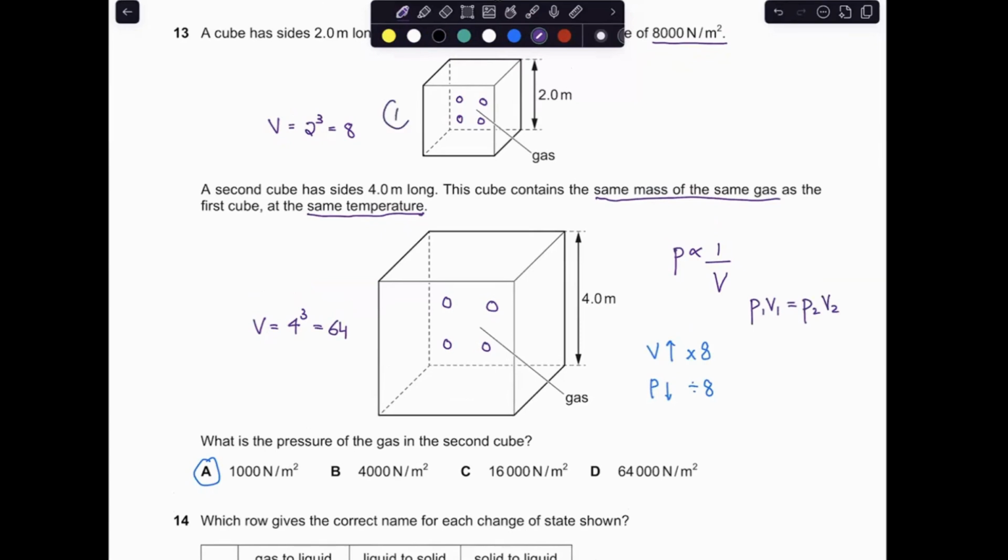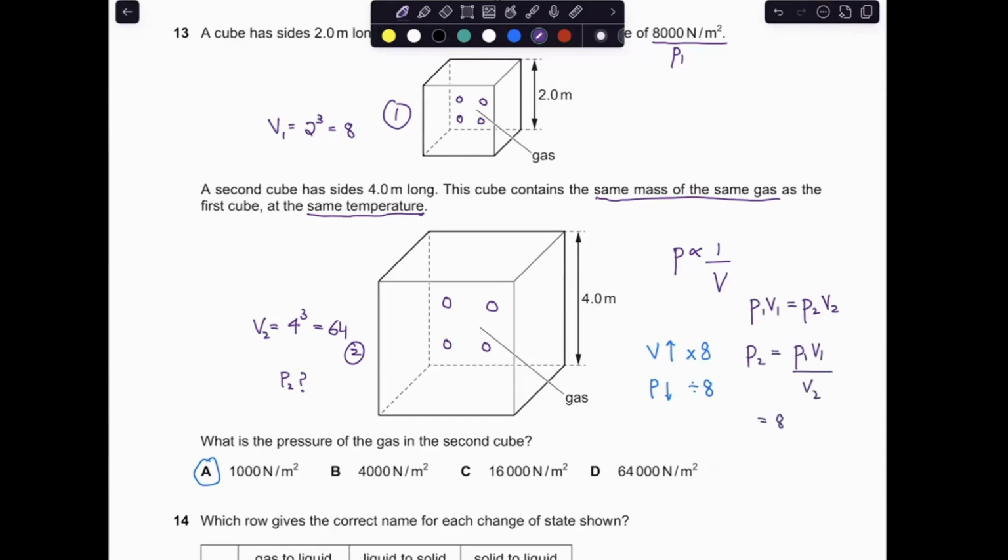Now let's say this is 1 and this is 2. We know this is P1, this is V1, then we also know V2, but we don't know what the pressure is in the second case. That means we have to find P2. So let's just rearrange the equation. It will be P1 V1 over V2.